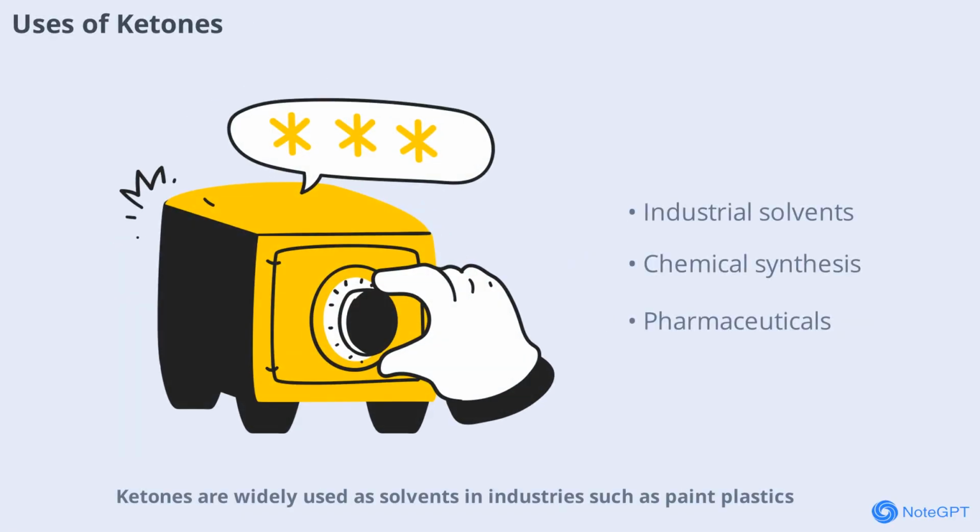Ketones are widely used as solvents in industries such as paint, plastics, and pharmaceuticals. Acetone is a common solvent for cleaning and degreasing. Ketones are also used in the synthesis of various chemicals and as intermediates in the production of medicines and polymers. Their stability and solubility make them indispensable in many applications.